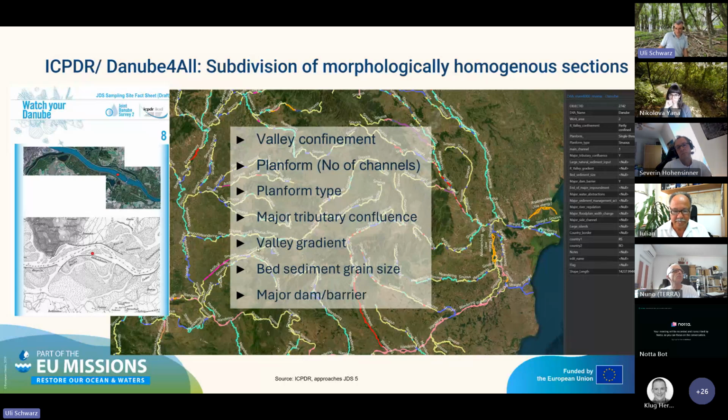Then the valley gradient, which is also easily available, or not so easily available if you have a very low gradient, of course. But the valley gradient is very important. Then bed sediment grain size material is very important, and of course, let's say the major anthropogenic impacts, mainly by major dams and barriers.